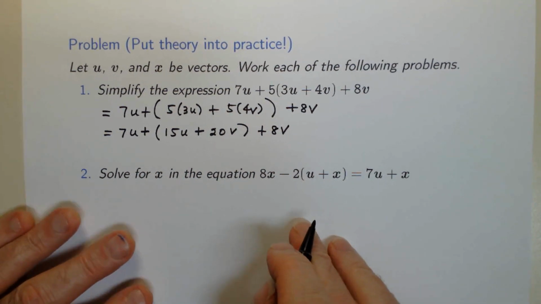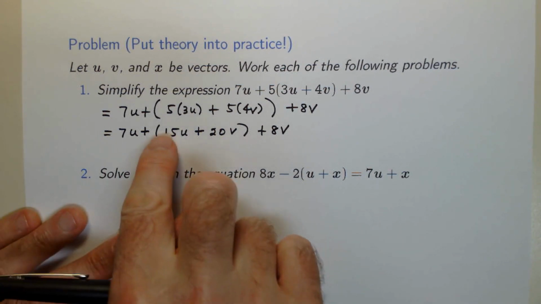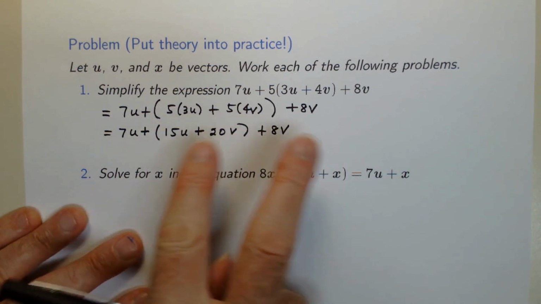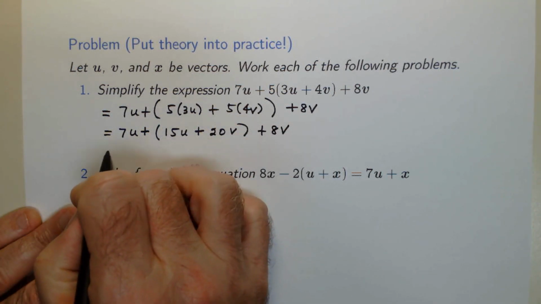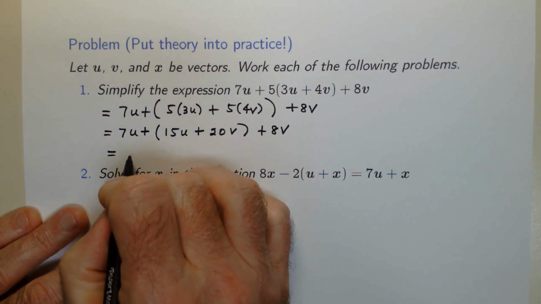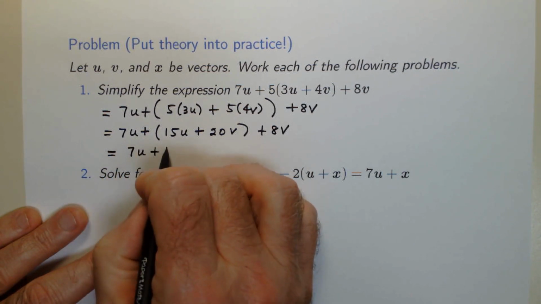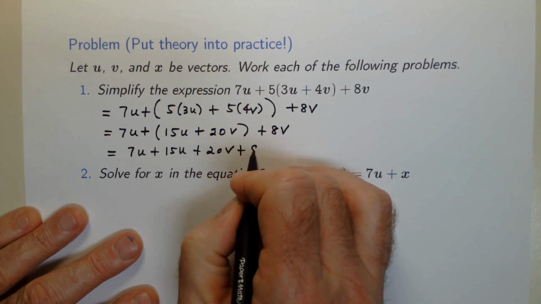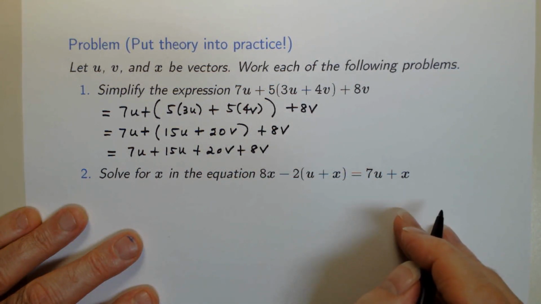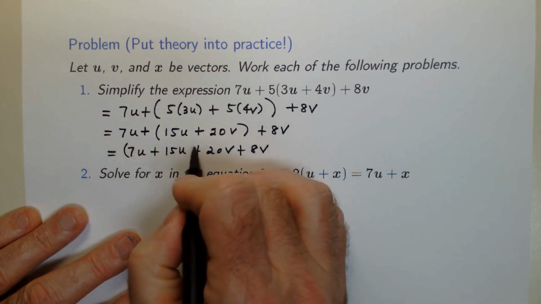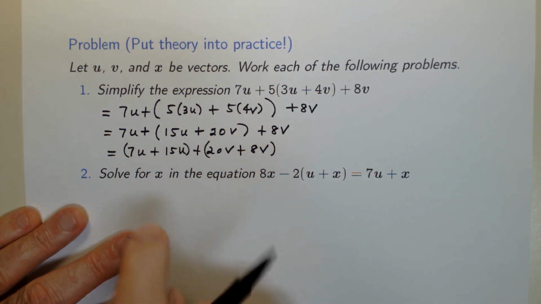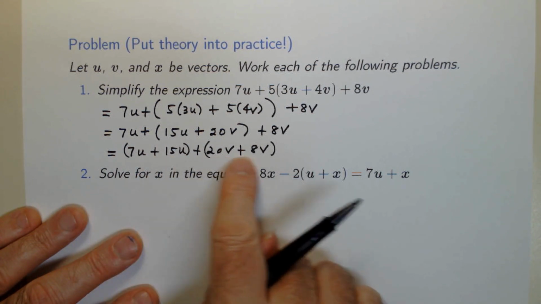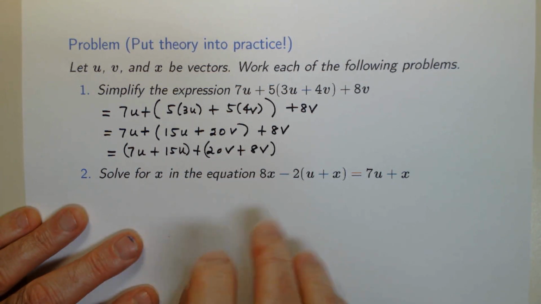Now the associative law comes to the rescue again, and it just says if you're adding up a bunch of vectors, it doesn't matter where you put the parentheses. You can pull the parentheses off and reassociate things. So this will be 7u, 15u, 20v, and 8v. If I want to, I can put the parentheses back down here and here to indicate that these 2 expressions only involve the vector u, and these 2 expressions only involve the vector v.